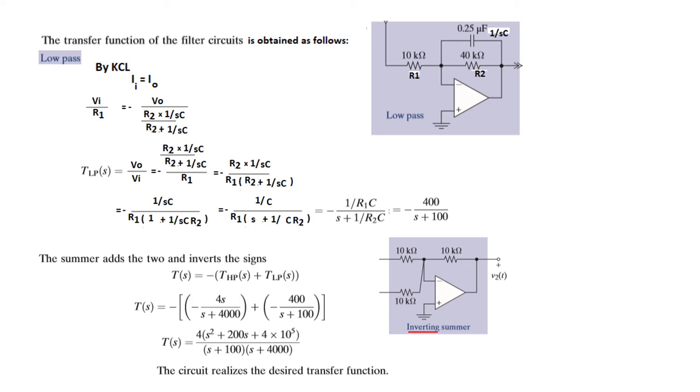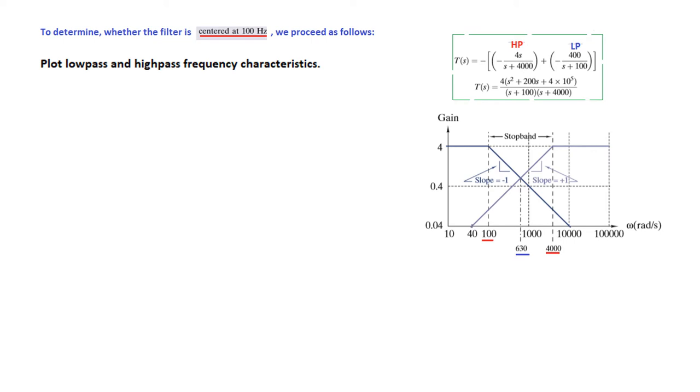Now we can verify whether the filter is centered at 100 Hz or not. Although this is out of scope, the book suggests that you plot the frequency characteristics of both the low pass and the high pass. From here, you can see that the intersection point is at 630 radians per second.